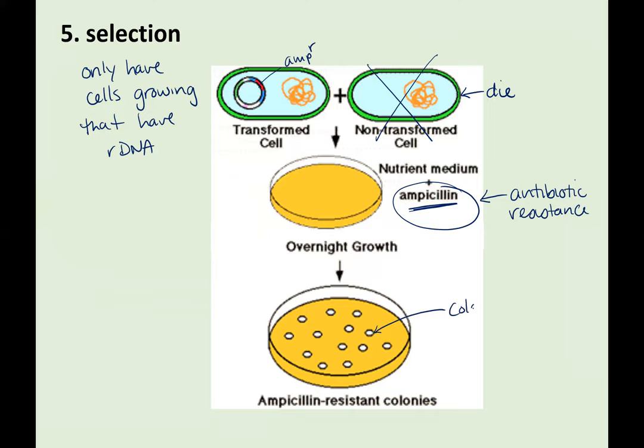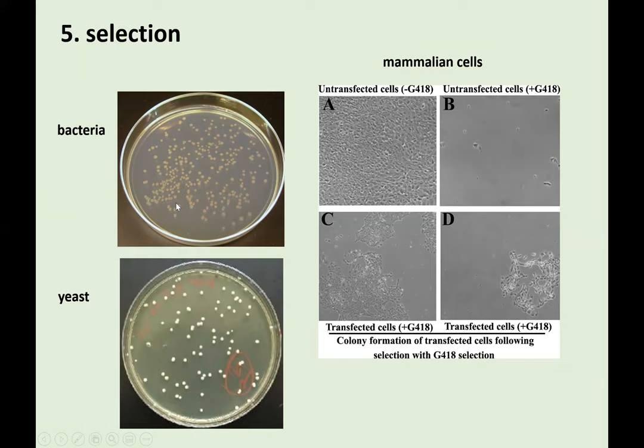And then you get something called colonies. So you can do this in both prokaryotic and eukaryotic cells. There are different types of antibiotics for eukaryotic cells. But these colonies that you see growing hopefully have your recombinant DNA. You always have to double check. But this is what you might see. So this is bacteria. These are individual colonies that are resistant to whatever antibiotic is on this plate. Yeast is a eukaryotic cell. These are yeast colonies. So yeast are used a lot in studying eukaryotic genes. And this is mammalian cells, or what we also call tissue culture.